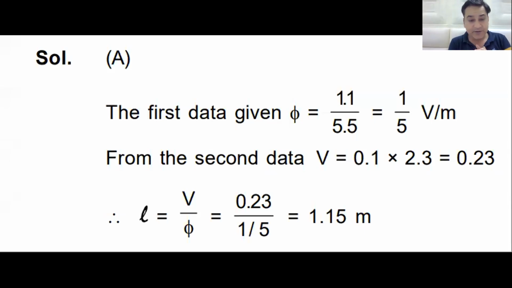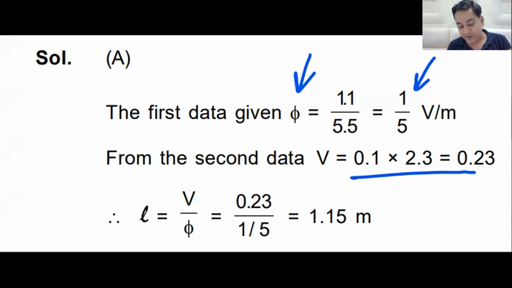First data, you have 1.1 volt getting balanced by 5.5 meter. Yes or no? Yes, sir. From there, you can find out the potential gradient, 1.1 divided by 5.5. Yes or no? Yes, sir. Now you have to balance 0.23 volt. What will be the balancing length? The answer is pretty simple. Yes or no? Okay, sir. See? Simple, no? Potentiometer questions are pretty simple if you understand the concept behind it.